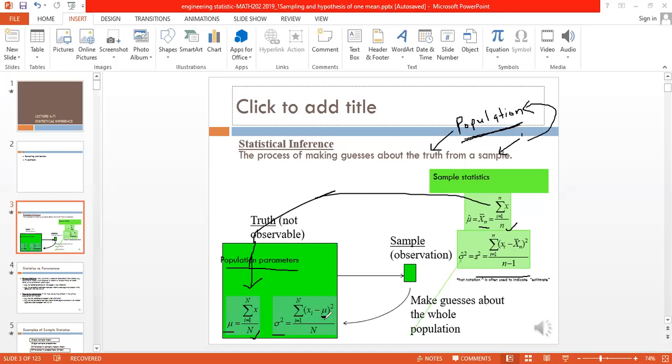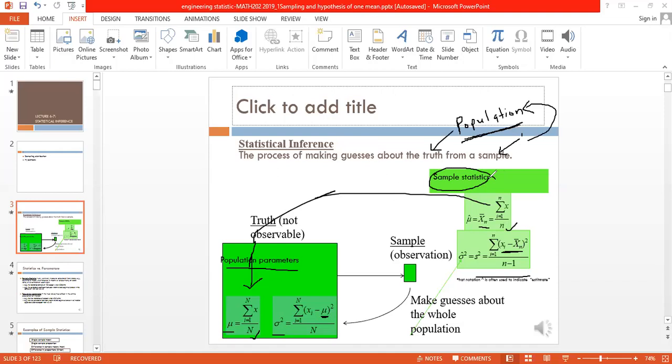For population variance it is xi minus mu, but for sample variance it is xi minus what? X bar, of the sample. So you take note of that. These two formulas are examples of sample statistics.